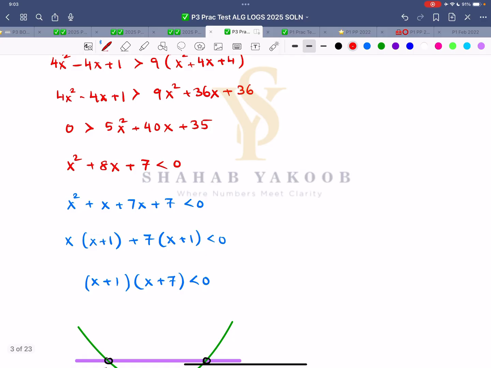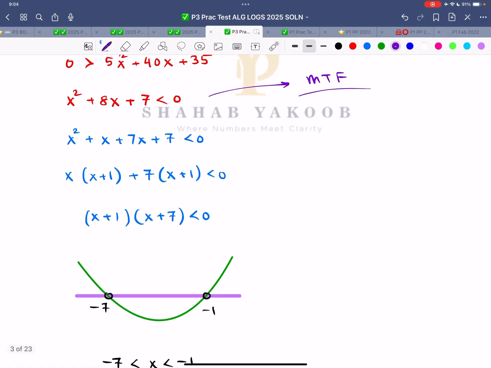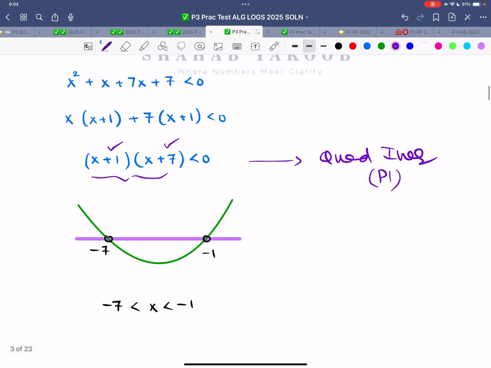Once you reach this stage, what needs to be done? That is middle term factorization. That is the heart and soul of pure maths. When we do the middle term factorization, we get these two things, these two factors lesser than 0. When we end up with a quadratic inequality, from the knowledge of P1, we always draw a sketch. And by the way, it could be about quadratic inequality, it could be about cubic inequality. A sketch is a must.